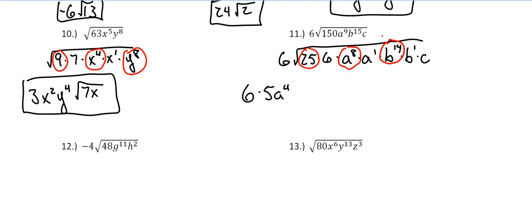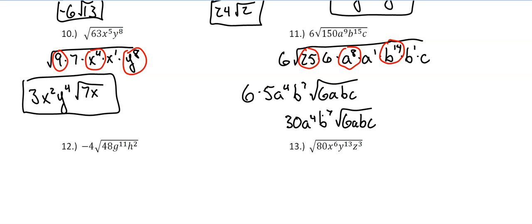The square root of b to the 14th is going to be a b to the 7th. I divide the exponent by 2. And now still trapped is the 6, the a b, and a c. And now I just have to clean up what's on the outside a little bit. The 5 and the 6 multiply to give me a 30. So it's 30 a to the 4th, b to the 7th, and then the square root of 6abc. Okay?